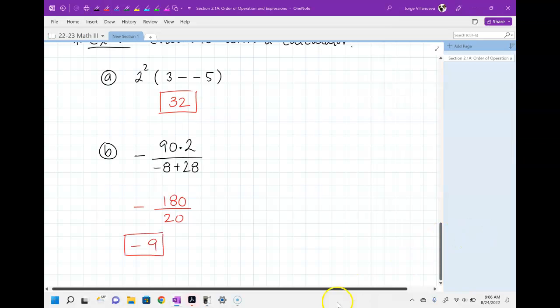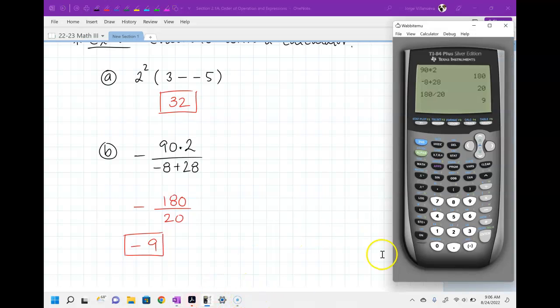Now just to show you, again, you could have done this problem all at once. Since it's a fraction, you're going to want to keep the numerator and denominator in parentheses. So it's going to look like this. A negative first, parenthesis, 90 times 2. That's my numerator. Then divided by, parenthesis, negative 8 plus 28. So there it is, everything at once, and I get negative 9.